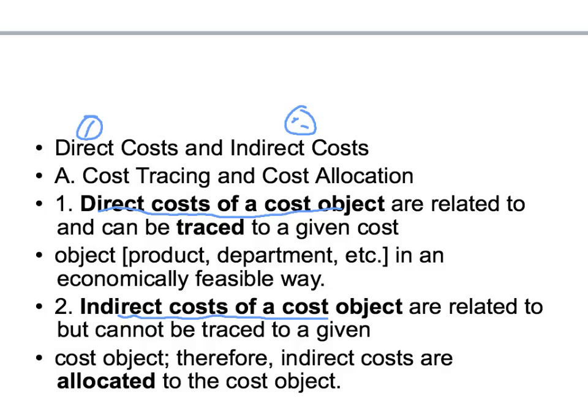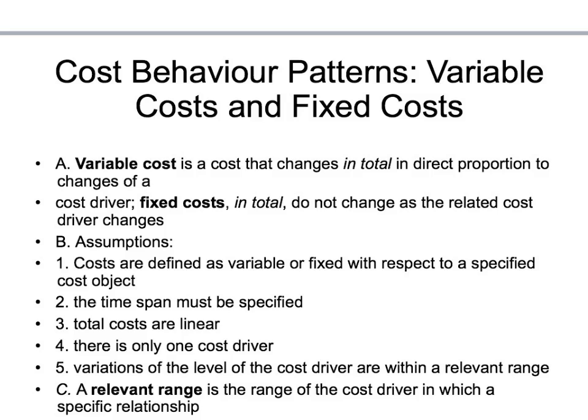Now, there's the electricity that is used to cut that wood. That cost is also consumed by the cost object, which is the manufacture of one desk, but I don't know how much of the electricity was consumed by that specific desk. So therefore, electricity costs would be considered to be indirect costs to the cost object, which is the manufacture of one desk.